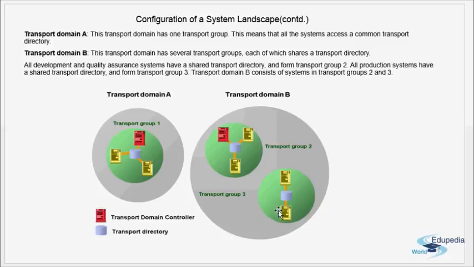So in a system landscape where you have multiple development, quality, and production systems, generally for all the production systems they create one transport directory, and for all the development and quality assurance systems they create a separate transport directory. So we have two transport groups, but all of them are under the same transport domain. In the other case we have only one transport directory, so only one group in the domain.